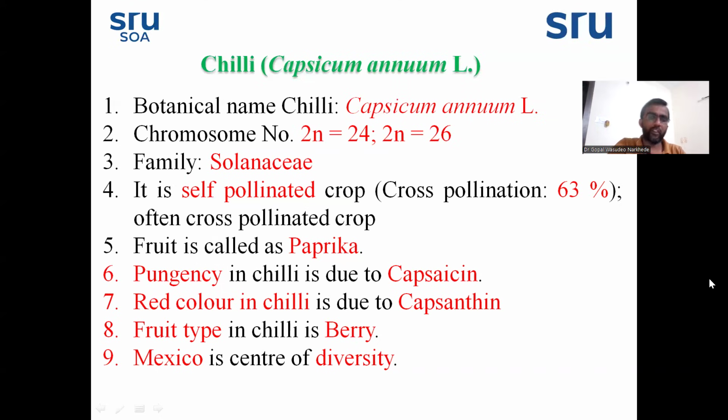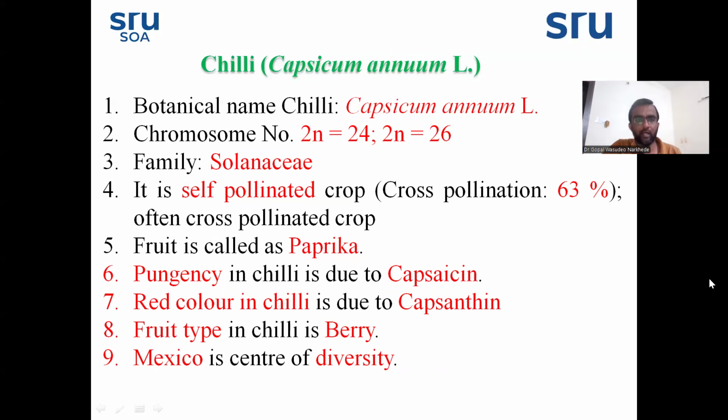Then the fruit in chili is called paprika. The pungency in chili is due to capsaicin. Red color in chili is due to capsanthin pigment. And next is fruit type in chili, it is called a berry. And center of diversity of chili is Mexico. So these last 5-6 points are very important as far as your competitive examinations are concerned.